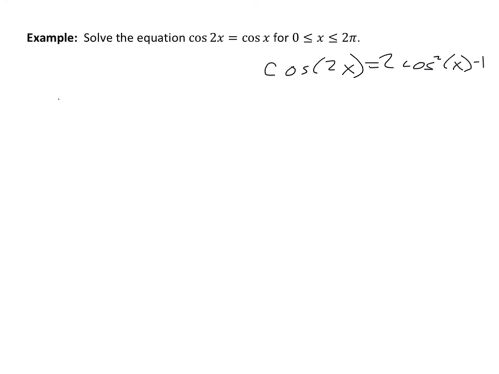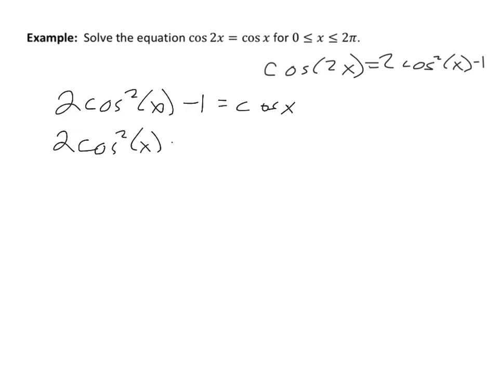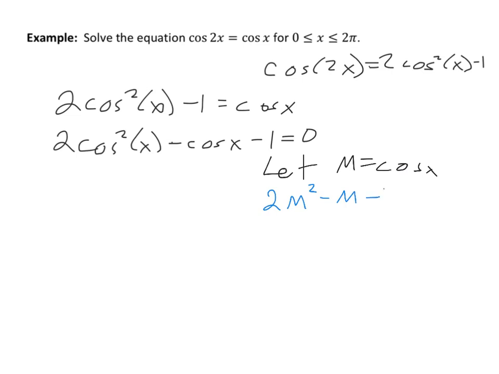So when I plug this in, I wind up with 2 cosine squared x minus 1 equals cosine x. As we've done before, I'm going to move everything over to one side so that it's equal to 0, to make it easy for me to solve by factoring or any of my other methods. I'm going to encourage you again, pause the video here, and make sure that you can finish this out on your own. Here we'll let m be cosine x, just so that we can plainly see what this is going to turn into. This becomes 2m squared minus m minus 1.